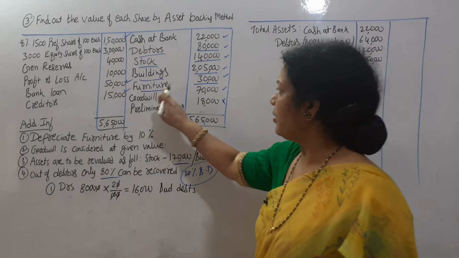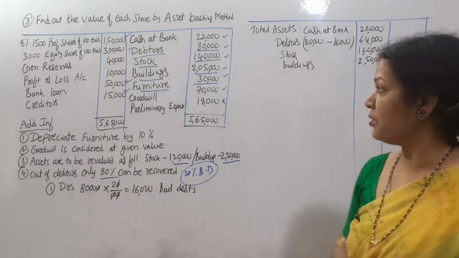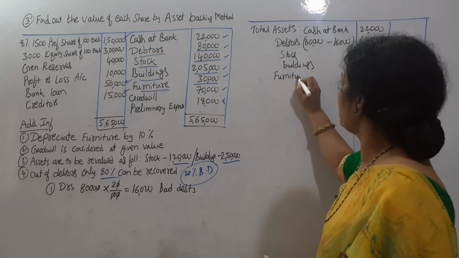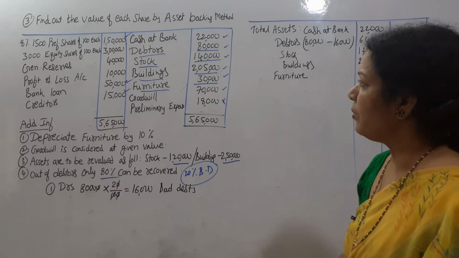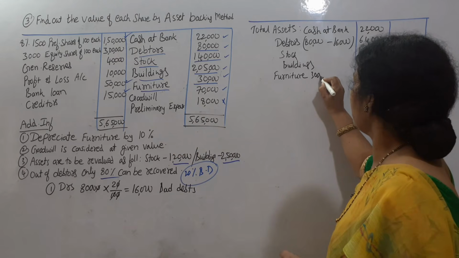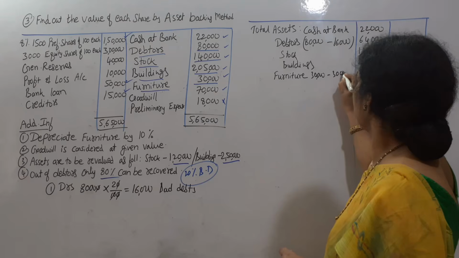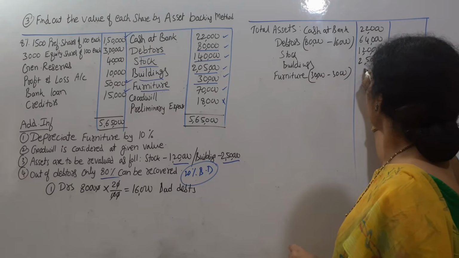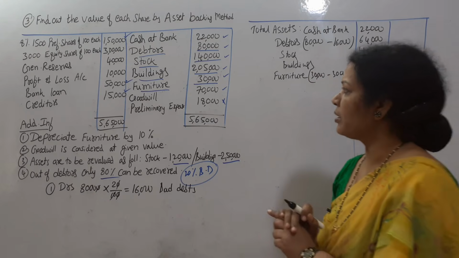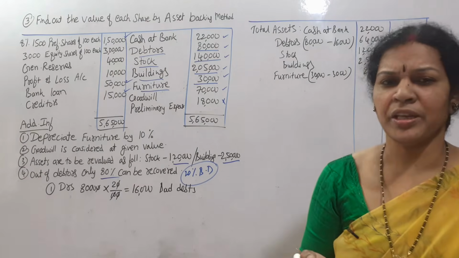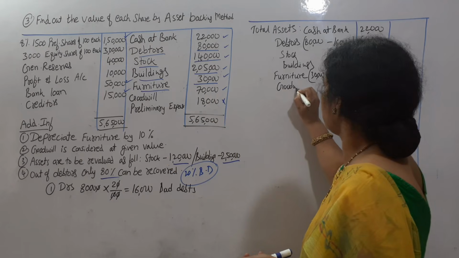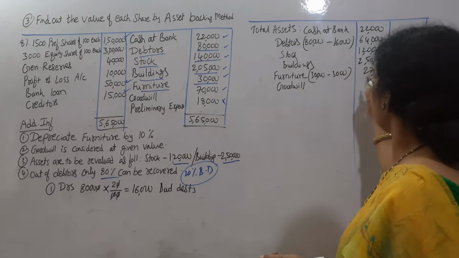Next, furniture. There is a depreciation on furniture. Furniture value is 30,000, depreciation of 10%. 30,000 minus 3,000 is 27,000. Furniture is over. Next, goodwill. They are asking us to take goodwill as it is. So let's take goodwill as it is, 70,000.